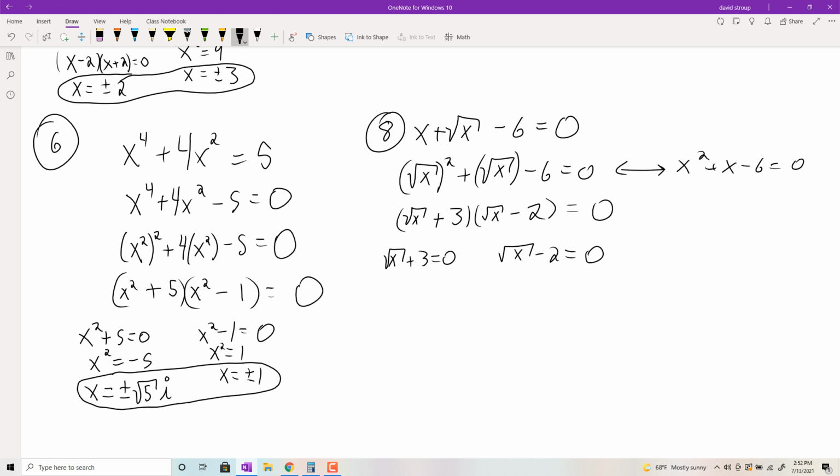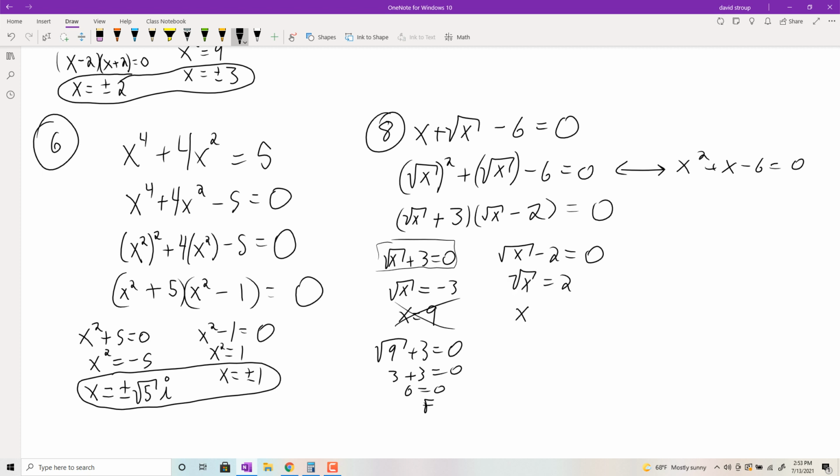And solve. Okay, so I have the square root of x equals negative 3. Square both sides, I get x is 9. Now you have to check your solution here because we've squared both sides. There's an issue, right? So we have to go back to the original equation and check it. Square root of 9 plus 3 is 0. And you have to show me the check. 3 plus 3 is 0? No, 6 is no. So we throw that solution out. Then the other one, square root x is 2. Square both sides, x is 4. Check it.